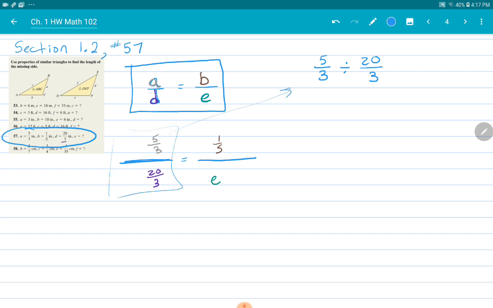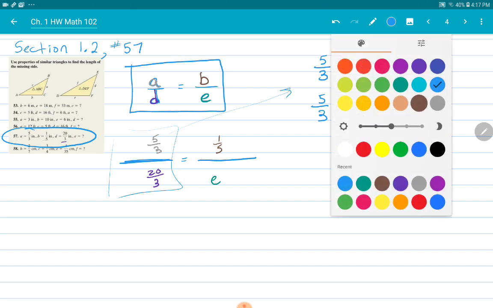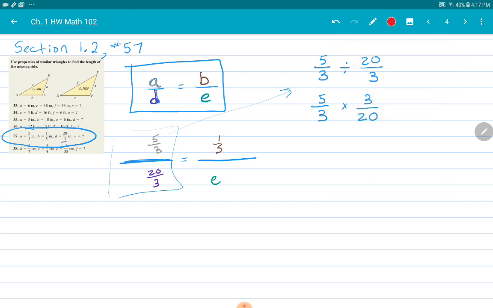And when I do that, I flip the second and multiply. So 5/3 times 3/20. And what happens here, and this happens every time I divide two fractions with the same denominator, those 3's cancel. So I'm left with 5/20. So over here I have those 3's that just cancel and I get 5/20. So that's a shortcut to reducing those complex fractions that have the same denominator.